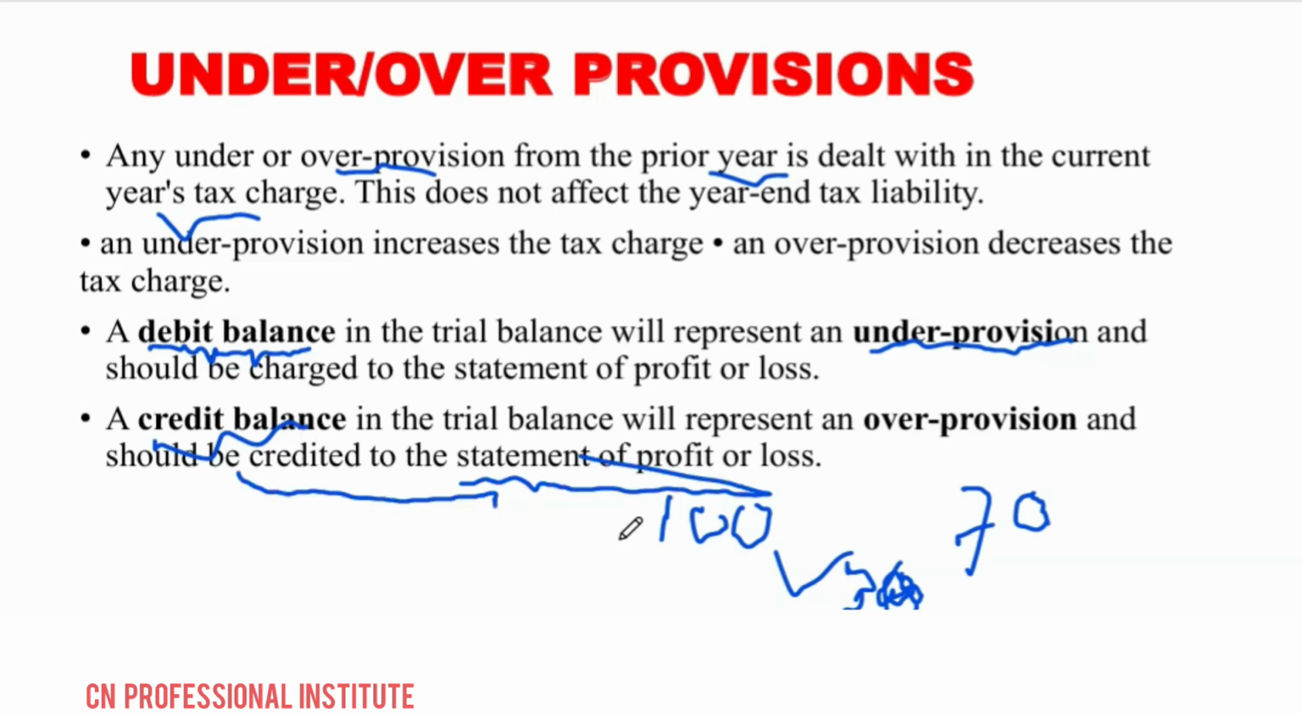So you have to watch out. If you have under provision, you have to add to current year tax. Over provision, you less. Good.